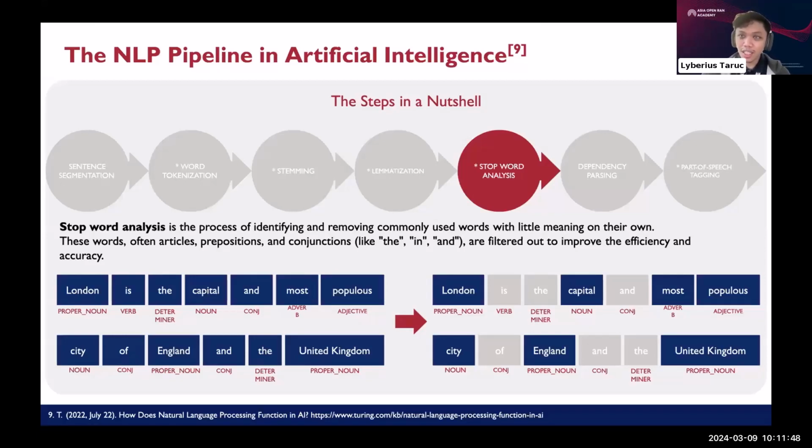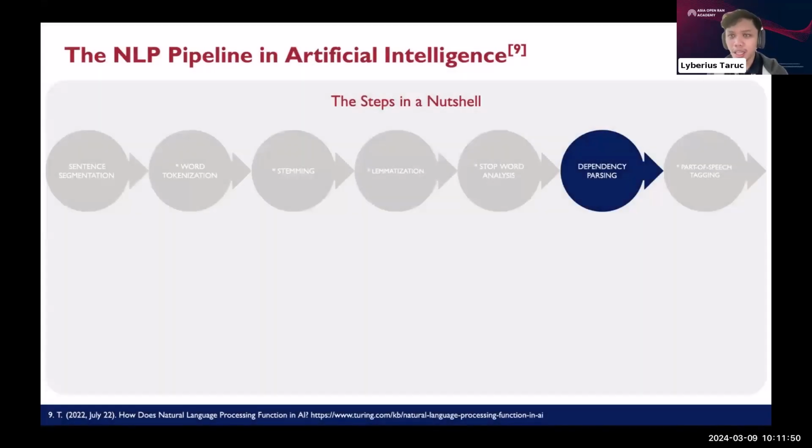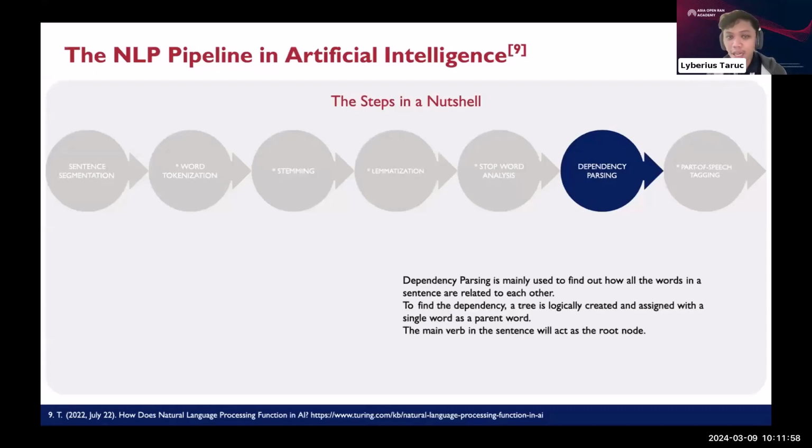The next one is dependency parsing. So how does it work? Now, after filtering out the most important words needed for that sentence, the next step is to find out how the words are associated with each other. And the model would normally use a tree form or a logical structure in order to correlate the different words and how they are being used in a sentence.